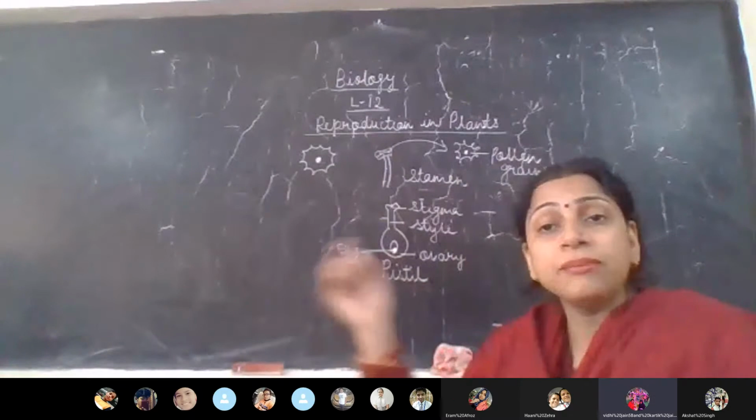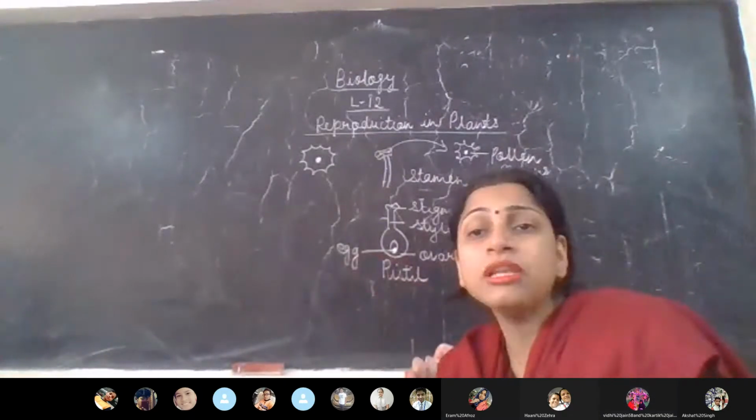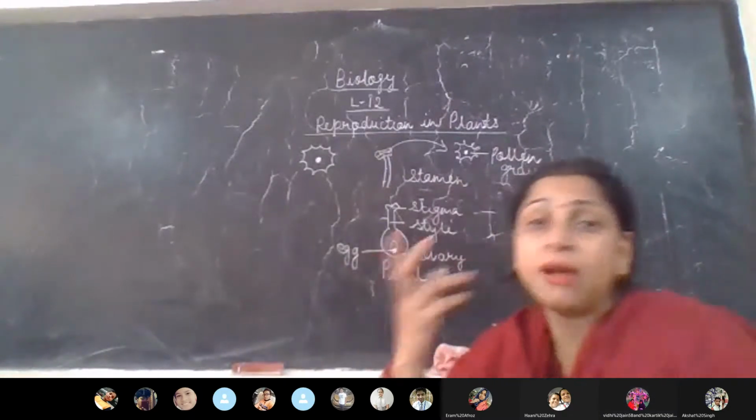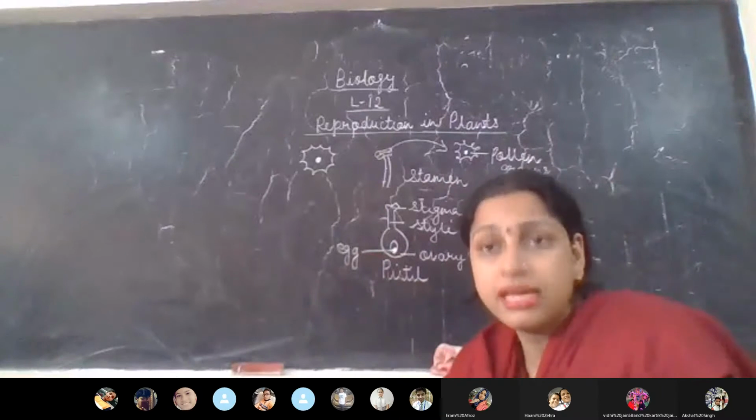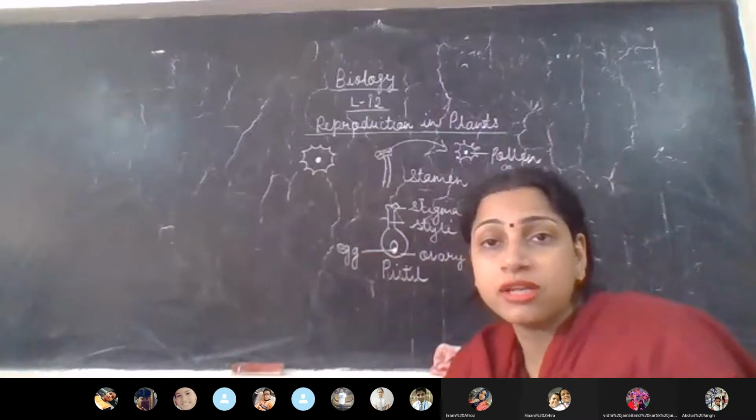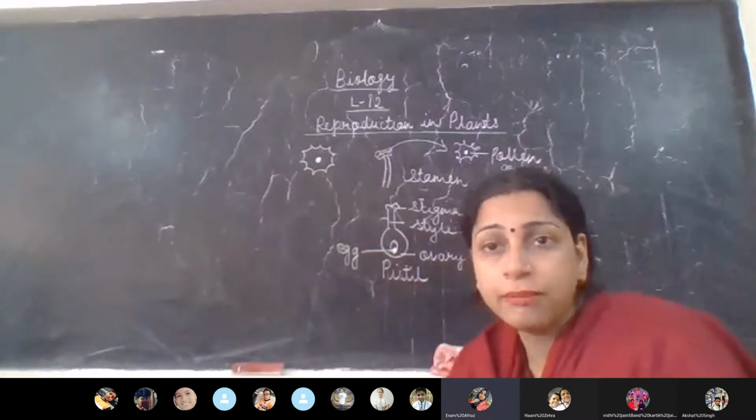In it, we studied that it can be cross-pollination or it can be self-pollination. And Iram asked a question also: what is the difference between cross and self-pollination? Do you remember?